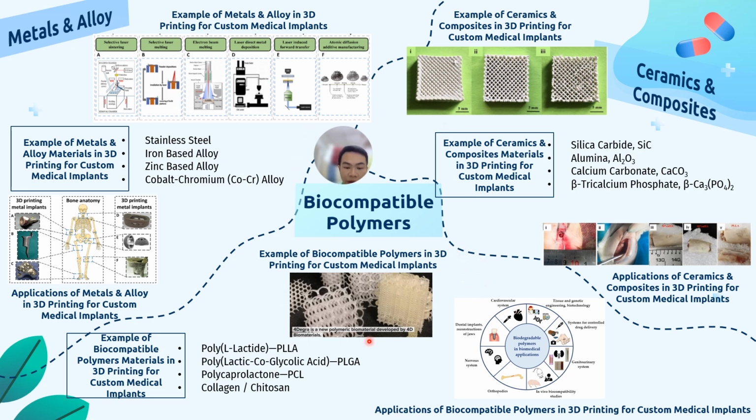This is an example of biocompatible polymers in 3D printing for custom medical implants. Basically, mostly we use poly-L-lactic acid, PLLA, and poly lactic-co-glycolic acid, PLGA. Actually, these are based on polylactic acid, which is PLA, and polycaprolactone, PCL, collagen or chitosan. So these are all the applications of biocompatible polymers in 3D printing techniques for medical implants you can see here.